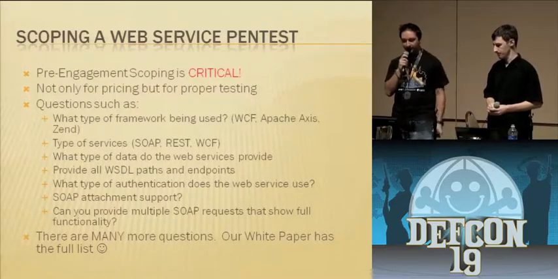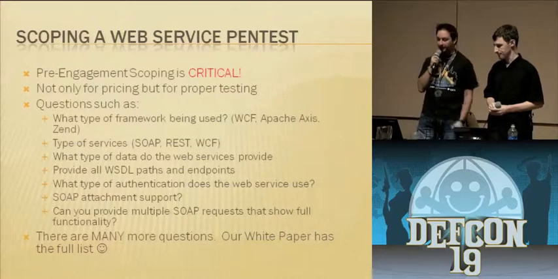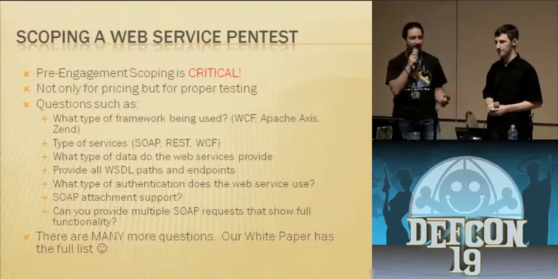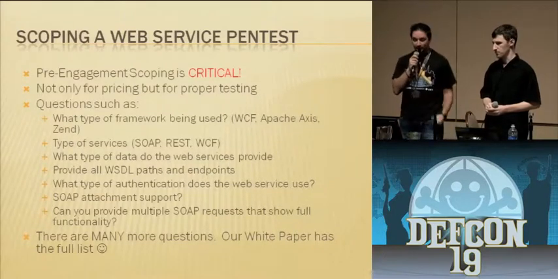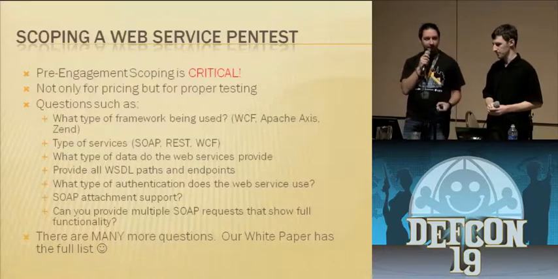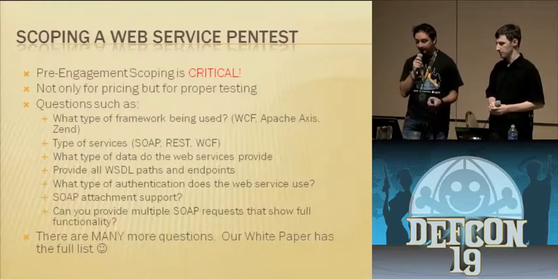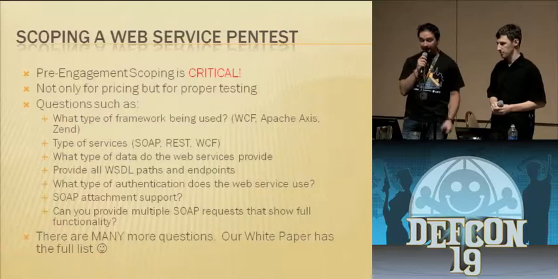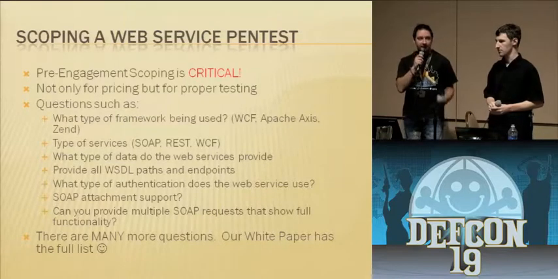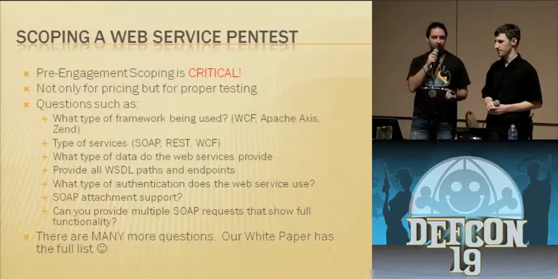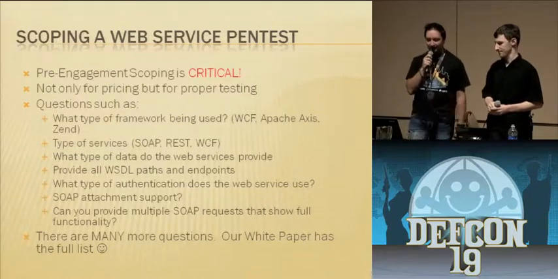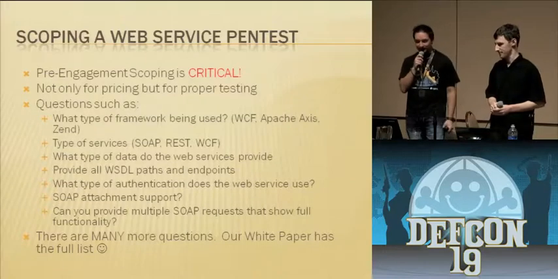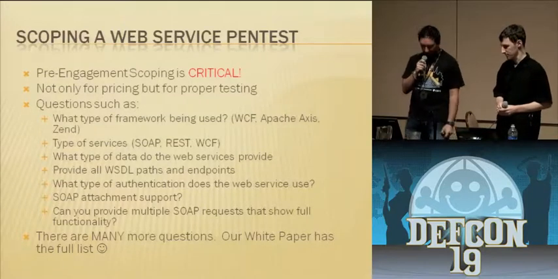These are the types of questions you need to ask. So things like determining what type of framework, so WCF, Apache Axis, Zend, you have to know that to start off with. The types of services, do they use REST, SOAP? What type of data? We provide all those WSDL endpoints and paths. We need to have that in advance to do the testing properly. What type of authentication does it use? We find that some clients are setting up this strange custom authentication, and if you don't know that ahead of time, you're going to be in a bind once you start figuring out how that web service works.